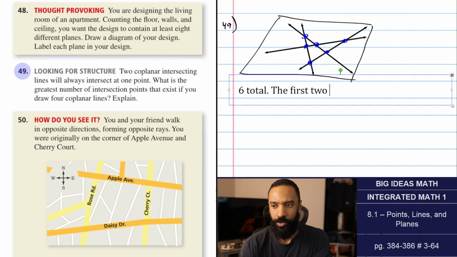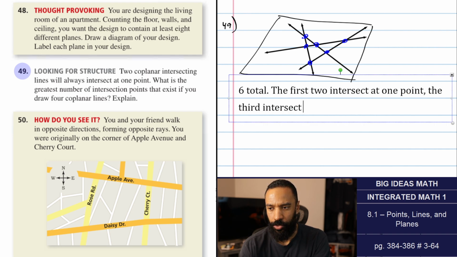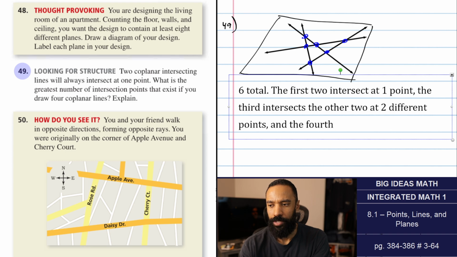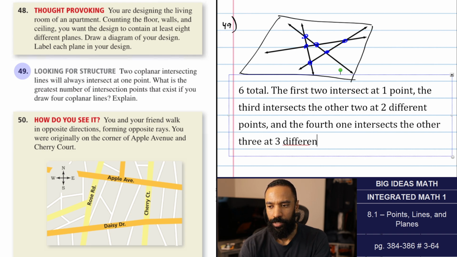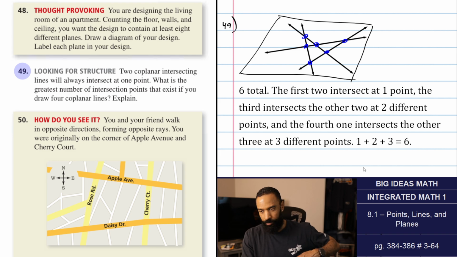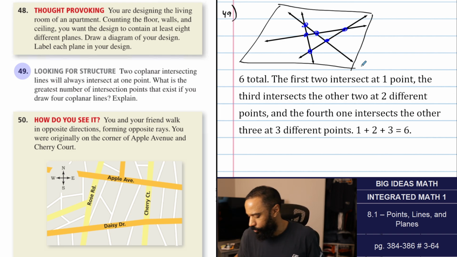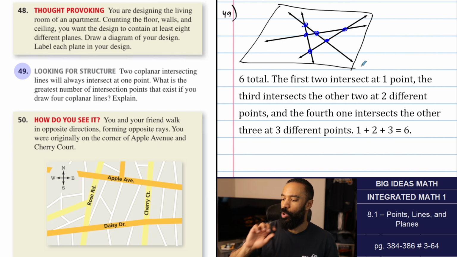The first two intersect at one point. The third intersects the other two at 2 different points. Here, I'll say 1 point, 2 different points. And the fourth line intersects the other 3 at 3 different points. 1 plus 2 plus 3 equals 6. You just keep adding as long as you draw them right. As long as they don't intersect at the same points together. Whoops. And you visually get them to intersect together.